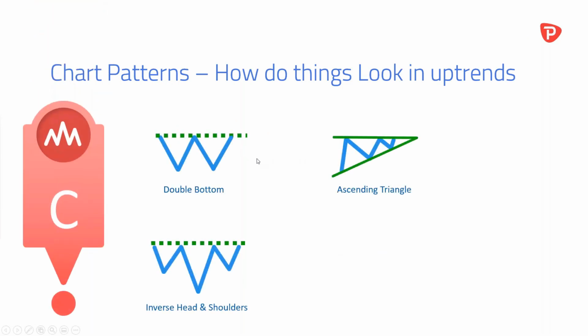Yes, so some of the patterns that we could still be using with pivots and ADX would be things like this: double bottoms, ascending triangles, inverse head and shoulders, etc.